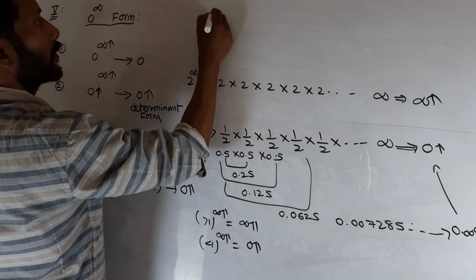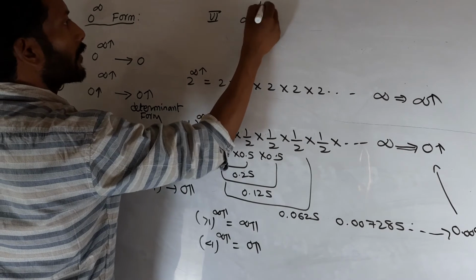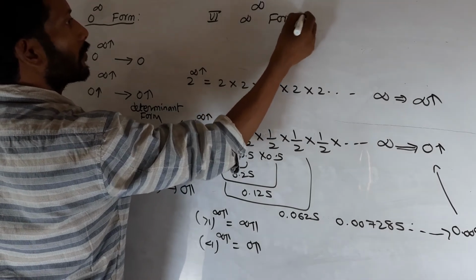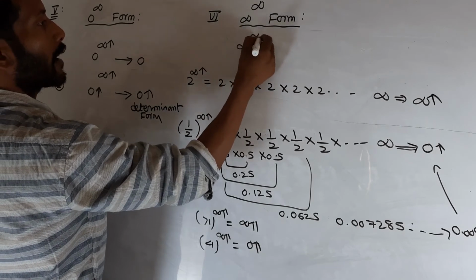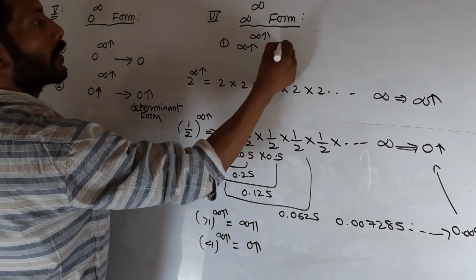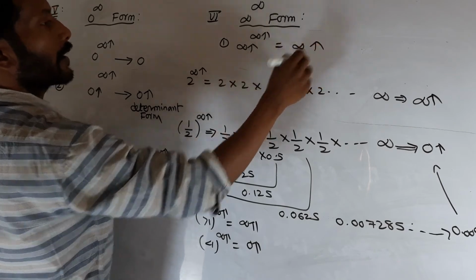Next, the infinity power infinity form. Base approaches infinity, power approaches infinity. This one approaches infinity.